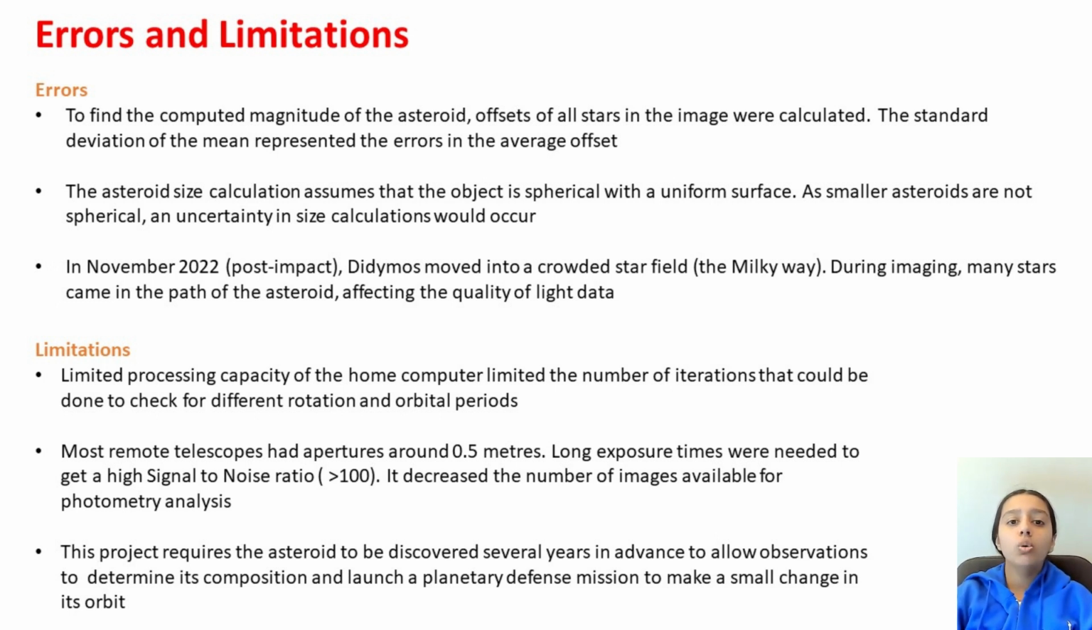My project took almost a year to complete, and I faced a few errors and limitations in my algorithm. One of the errors is that in November of 2022, the asteroid moved into a very crowded star field, which meant the accuracy of my observations went down, since stars were always passing in front of the asteroid. One of the limitations is that most of the telescopes I was using had an aperture of around 0.5 meters or less. And since I was aiming to get a signal-to-noise ratio of above 100 at all times, this sometimes meant increasing the exposure time of my observations a lot. This led to me getting fewer images per observation.